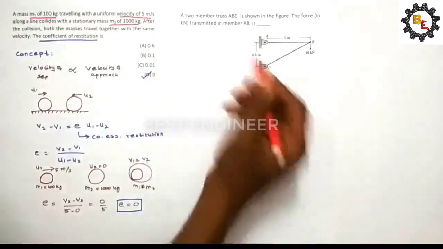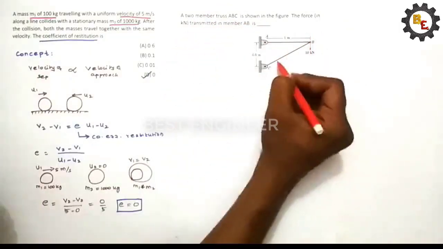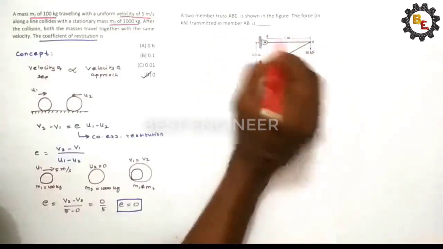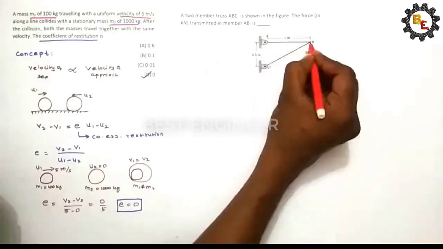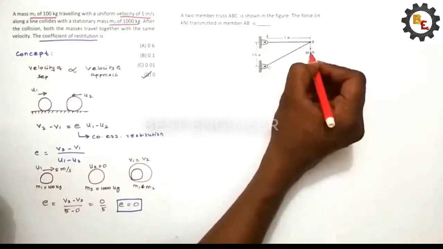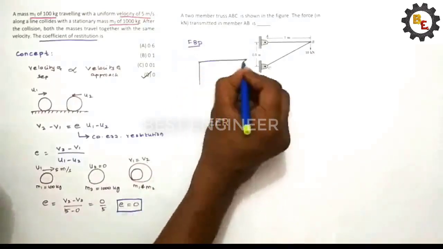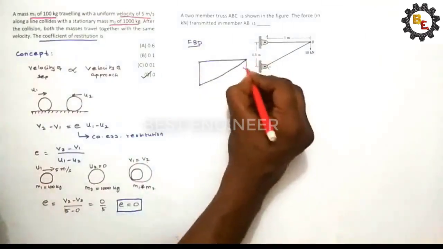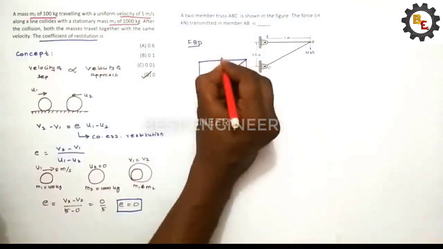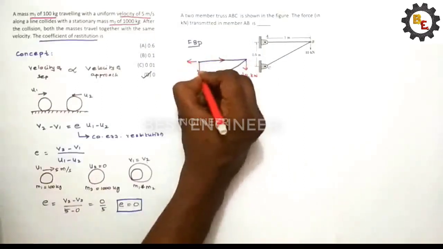Next, let's go to this question. Here, two members of truss ABC are shown in the figure. The force in kilonewton transmitted in member AB is what? We should find the force transmitted in member AB. Here a 10 kN force is applied. Let's draw the free body diagram for this structure. Here the 10 kN force is acting, and the tensile force will act here. So reactions will act like this.